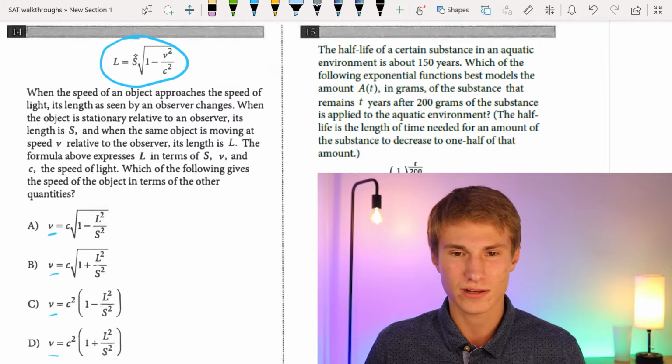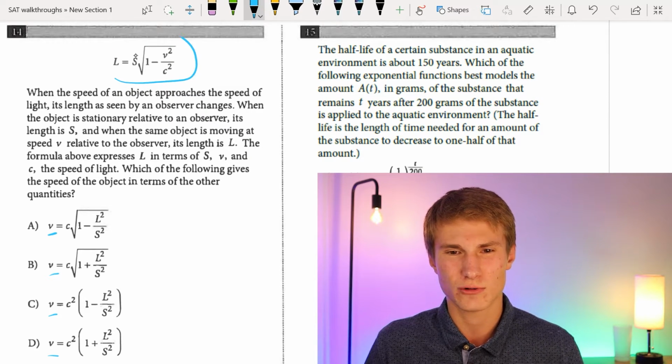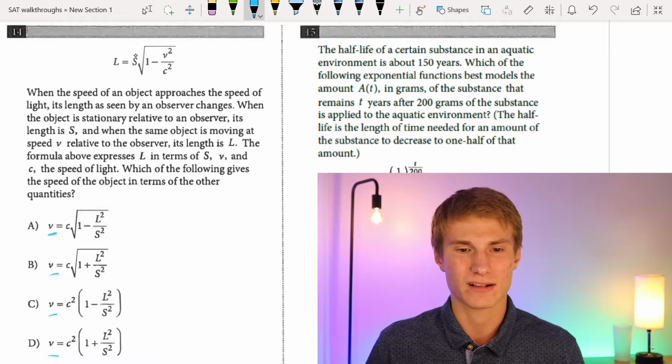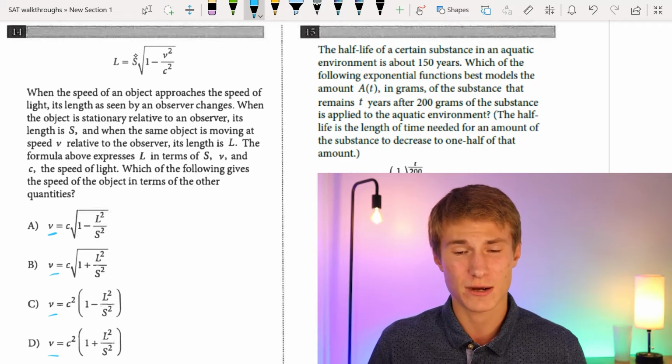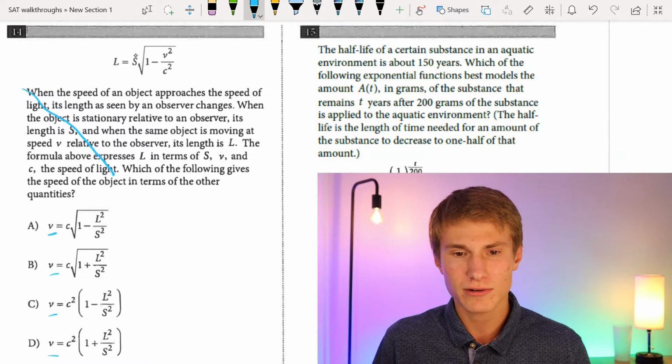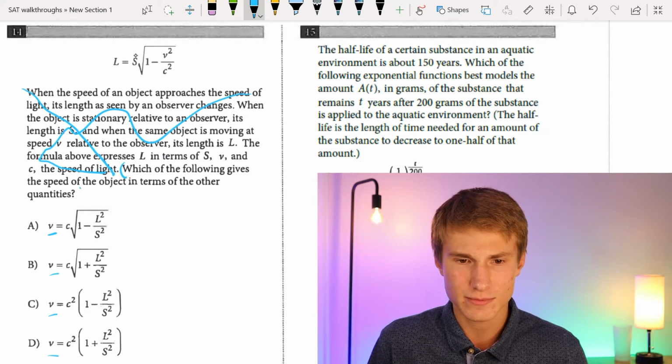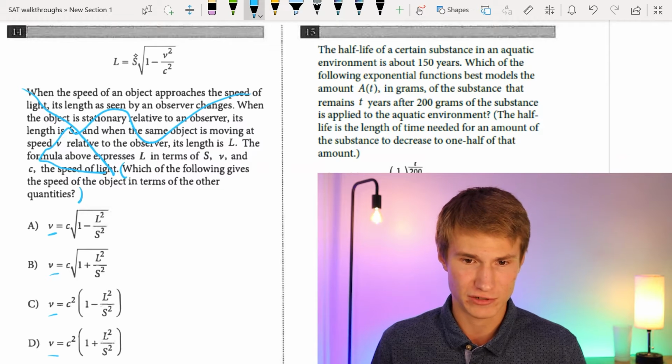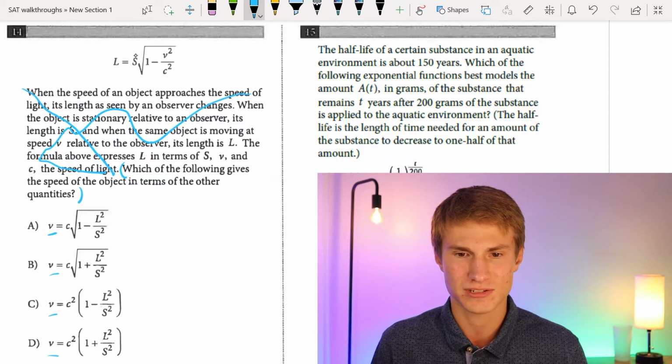Anytime I've got 3 or more variables in an equation up top, that's an indicator to me I want to glance at my answer choices and see if I'm just rearranging. Now, because I know I'm just rearranging, I don't have to read most of this paragraph. The only thing I'm going to read here is that last sentence to make sure that I am indeed just rearranging variables. It says, which of the following gives the speed of the object in terms of the other quantities. That's telling me I just have to rearrange this.